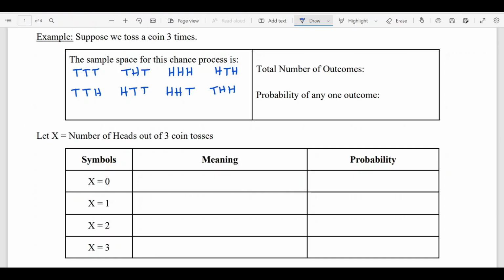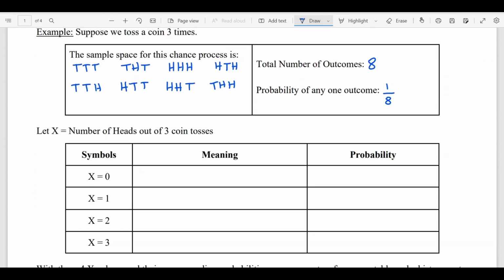So 8 different outcomes. We're going to write that over here. Total number of outcomes: 8. The probability of any one outcome is therefore 1/8, right? So the probability we get 3 heads in a row is 1/8. These are the probability problems we've kind of worked with before. Now we're going to introduce a random variable. So I say let X, capital X, equal the number of heads out of 3 coin tosses. So X is going to be our random variable here, and it's going to define an outcome. And the outcome is the number of heads.